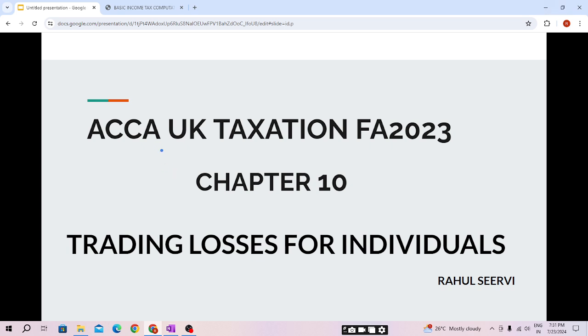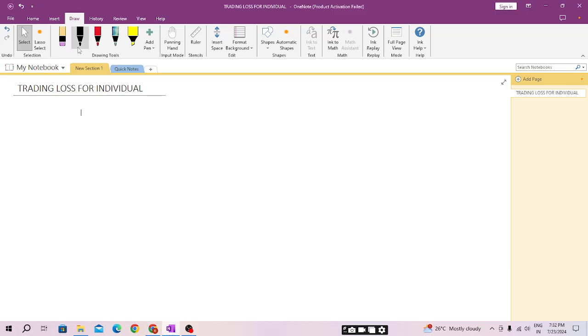In our today's session, we will be starting with chapter number 10, Trading Losses for Individuals. Before moving forward, first we will look at the term trading losses. What does the term trading loss mean? Students, we will take an example of an individual.